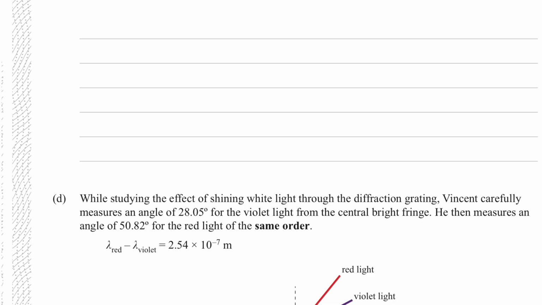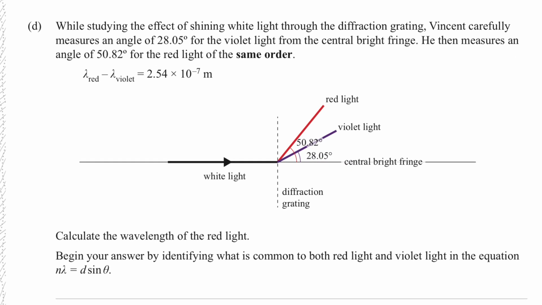Okay. D, while studying the effect of shining white light through the diffraction grating, Vincent carefully measures an angle of 28.05 degrees for the violet light from the central bright fringe. Okay, so that's violet light, so red's going to be a greater angle. He then measures an angle of 50.82 for the red light of the same order. So do we know what order this is?